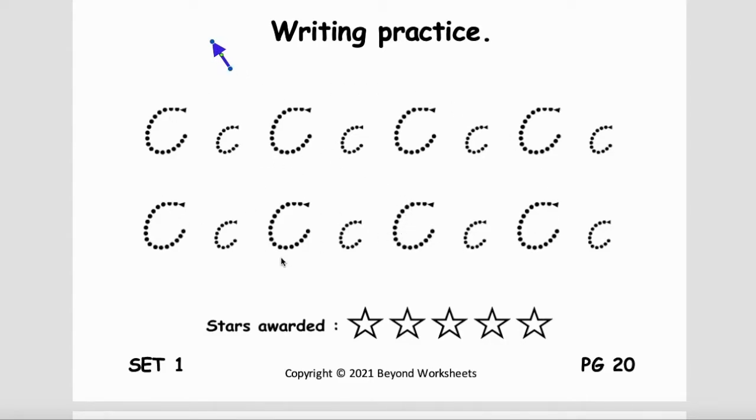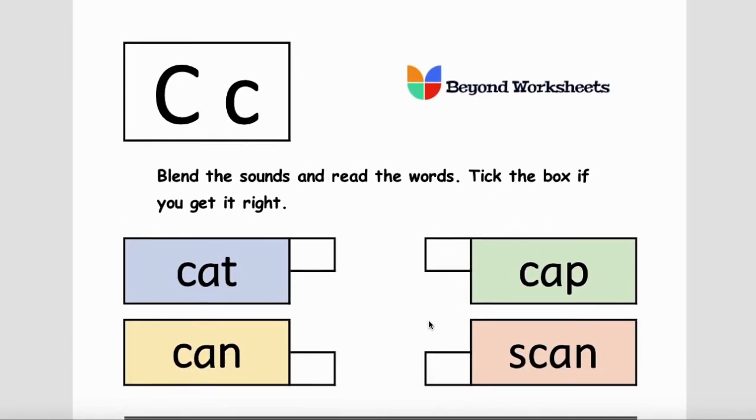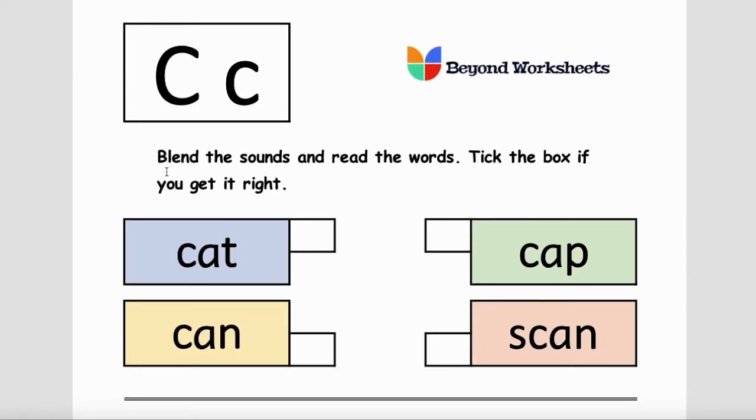Try to complete this and then ask your teacher how many stars have you earned. Color the stars in. Let's go to the next page. Blend the sounds and read the words. Tick the box if you get it right.